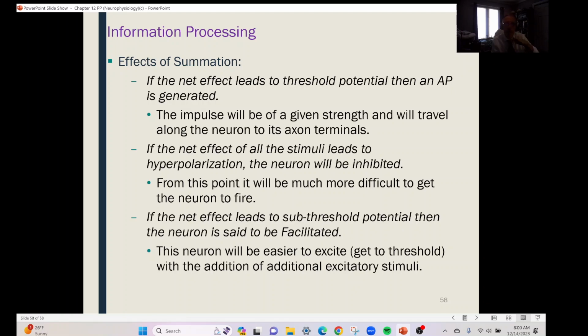But when a neuron is, I kind of think of it being like charged, right? It's almost at threshold. It's not quite there. All it would need is another couple of stimuli, so we say the neuron is facilitated. Okay. And that is summation, right? So that concludes our lessons on neurophysiology.